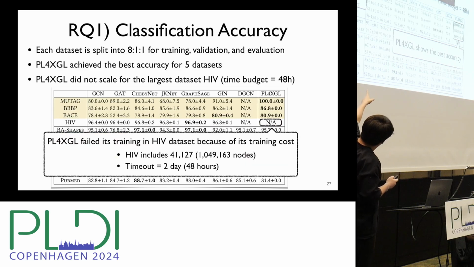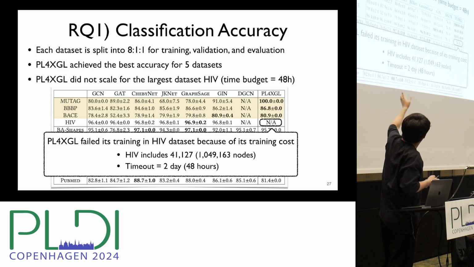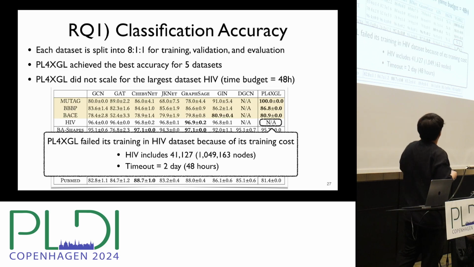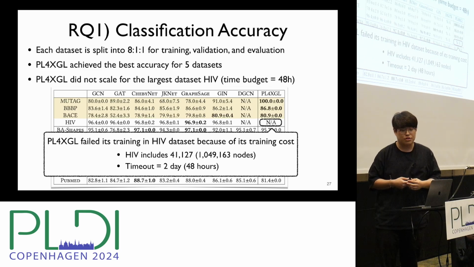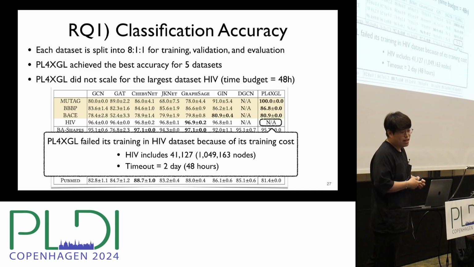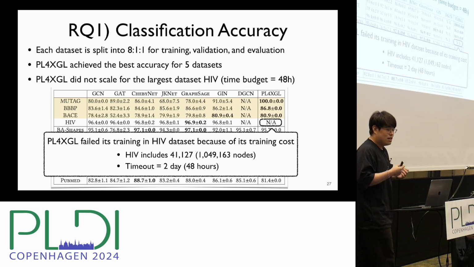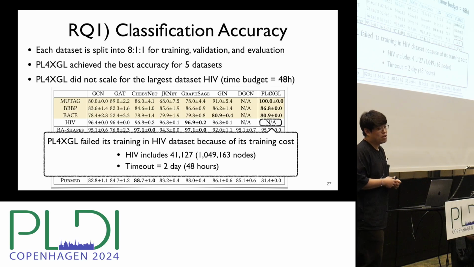But this also shows a limitation of our method. In the largest data set, HIV, which consists of 40,000 graphs and 1 million nodes, our method failed to finish its training task within 2 days. The time budget was 2 days. But I think it is not a fundamental limitation of our work. If we can use plenty of cores, or we can design a more efficient algorithm, we can finish each training task within the time budget.